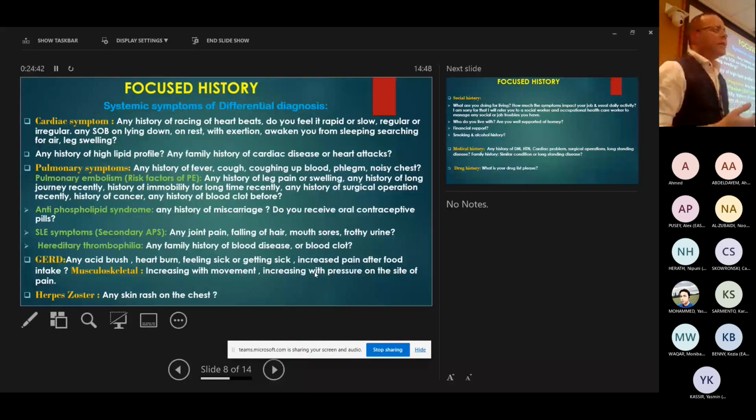GERD: any acid brash sensation? Do you think the pain is increased after eating, which can worsen the pain? For herpes zoster, any skin rash. So like that, we finished and we asked about all the differential diagnosis list of the case.